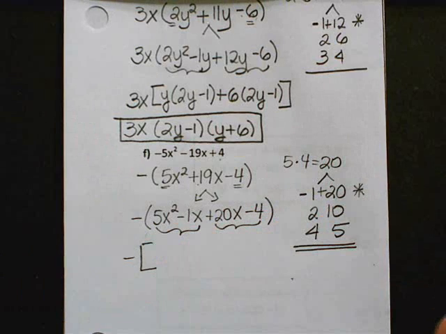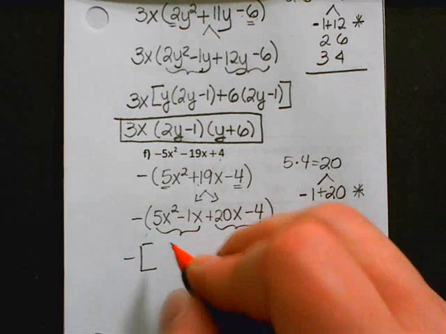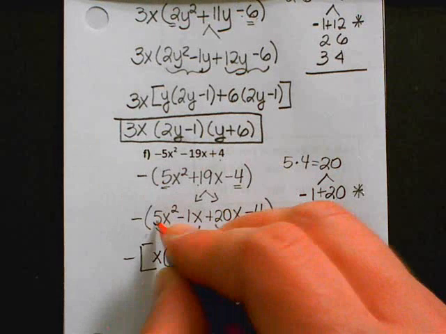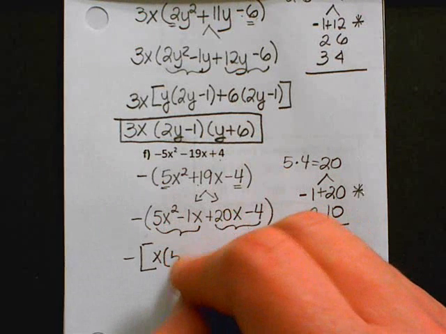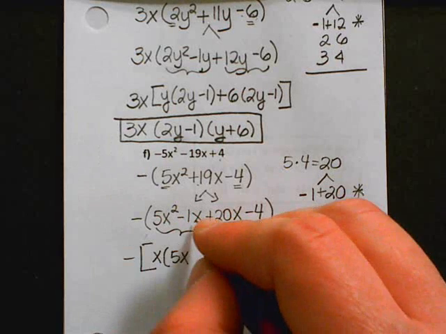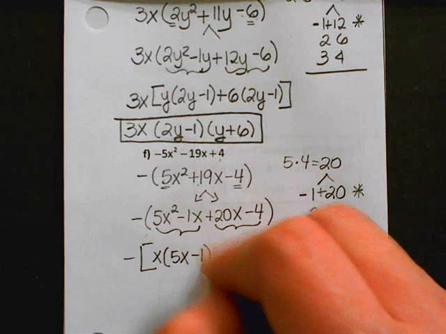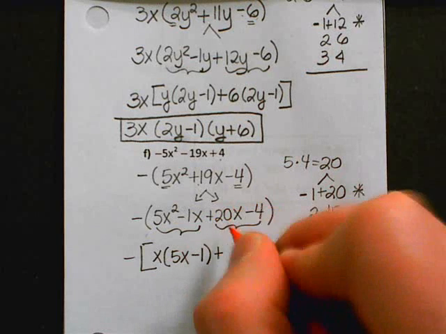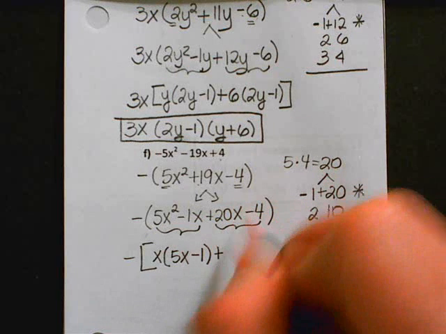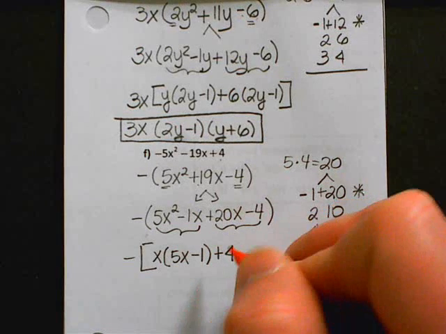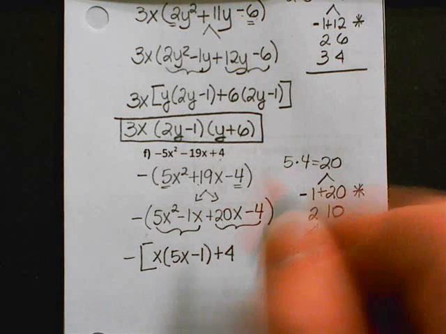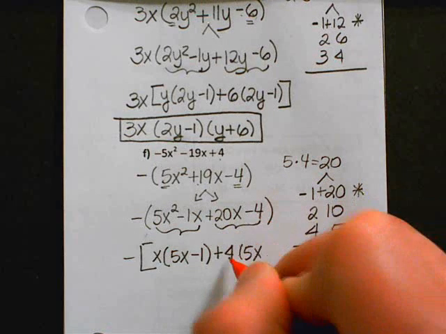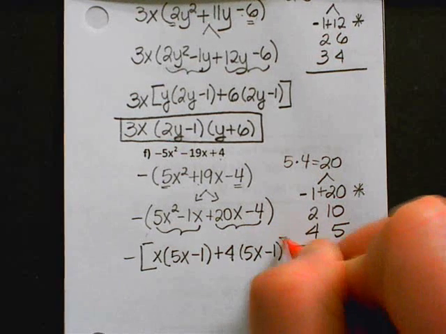What can I factor from the first two? I can factor an x. And 5x squared divided by x is 5x. Negative 1x divided by x is negative 1. Bring down the positive. And what can I factor from the last two? I can factor out a 4. So 20x divided by 4 is 5x. Negative 4 divided by 4 is negative 1.